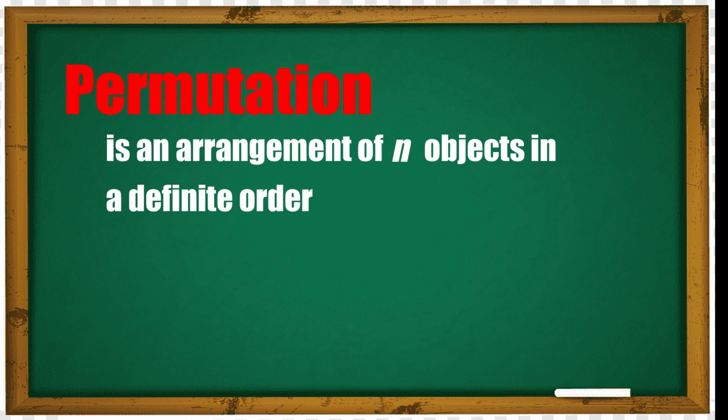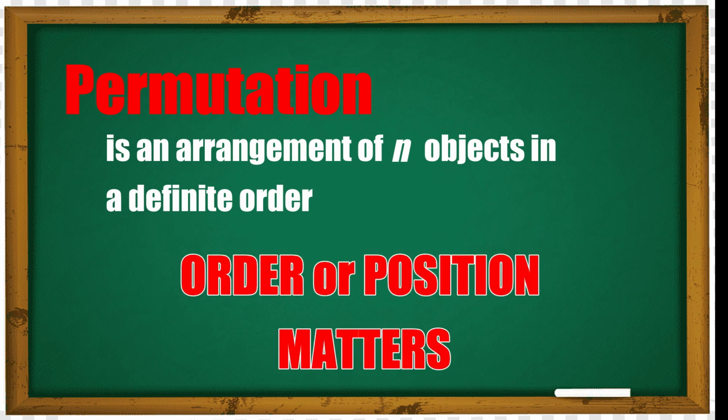A permutation is an arrangement of n objects in a definite order. So, whenever we talk about permutations, always remember that the order or the position of objects matters. There are many ways to count the number of permutations. Let me give you some examples.